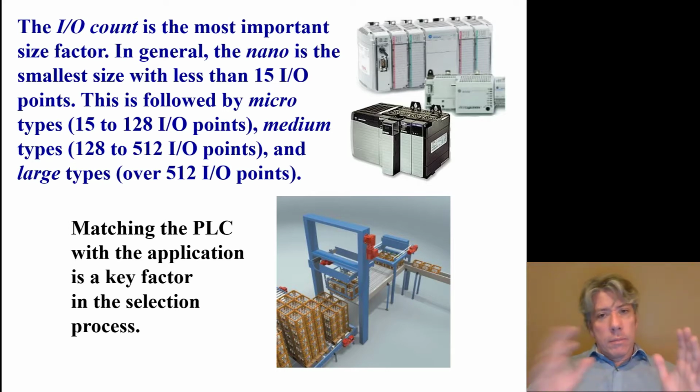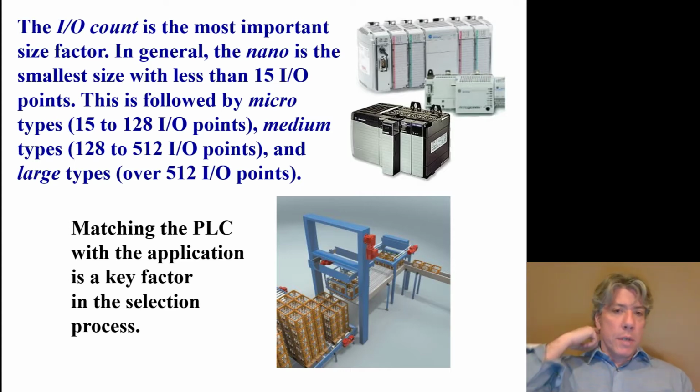Now, some people would say that a nano size is anything less than 15 input and output points combined, followed by micro, which was 15 to 128, medium 128 to 512, and then large is over 512. Not everyone agrees on those breakpoints or those names, but certainly you have to have enough inputs and outputs on a PLC to work with whatever machine it is that you want to automate.